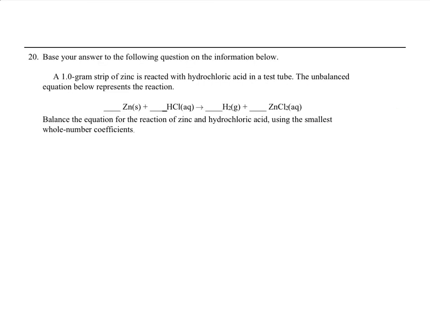Okay, so for number 20, we just have to balance this equation. No masses are needed. All right, so we got 1 zinc on both sides. Let's just put that for now. Now on the right side, we have 2 chlorines. To balance that out, we gotta put a 2 here for 2 chlorines each. Now we got 2 hydrogens. On the left side, already there's 2 hydrogens on the other side, so that's it.